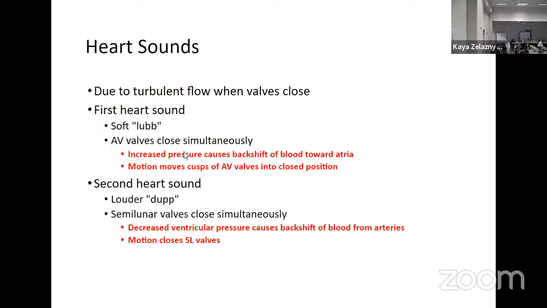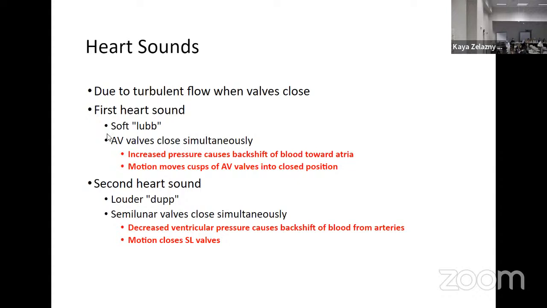The second heart sound you hear is from the semilunar valves, okay? So this is as the heart is relaxing, its pressure falls in the ventricles. We have higher pressure in the arteries at that point because we just squeezed blood into them. So that blood tries to move back into the heart, but the semilunar valves close, so it can't. And we hear that back shift of blood as well.